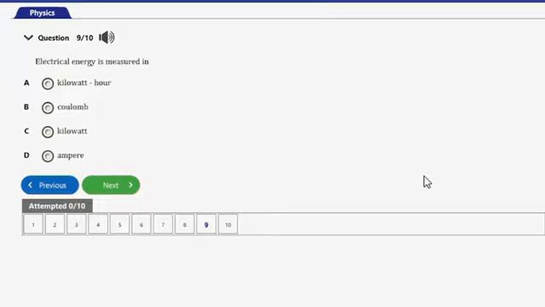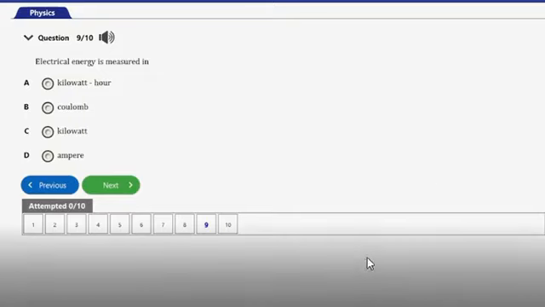That's question number 9 here. The question says electrical energy is measured in A, kilowatt hour, B, coulomb, C, kilowatts, D, ampere. So guys, the answer to this question is option A. Electrical energy is measured in kilowatt hour. A kilowatt hour is a unit actually of energy that is equivalent to 1 kilowatt of power expended for 1 hour. So that's it for this question. Let's go ahead and consider the next and last question, guys.